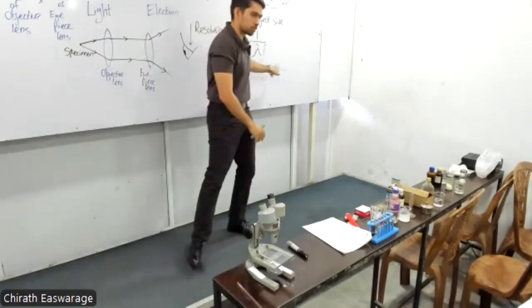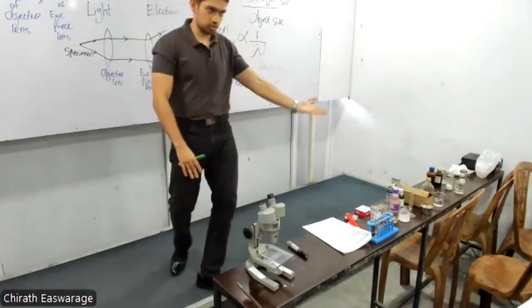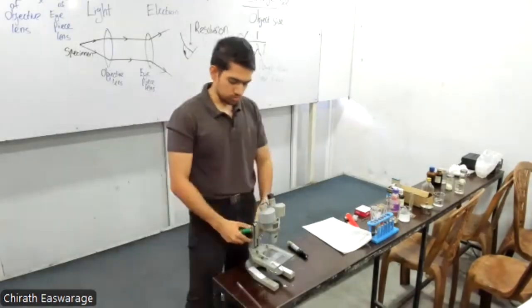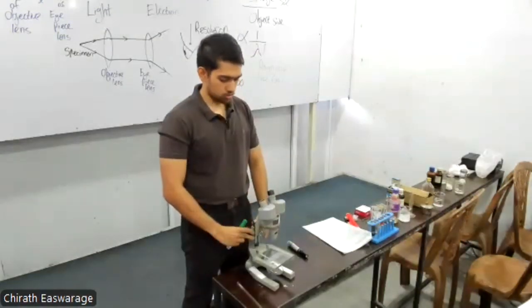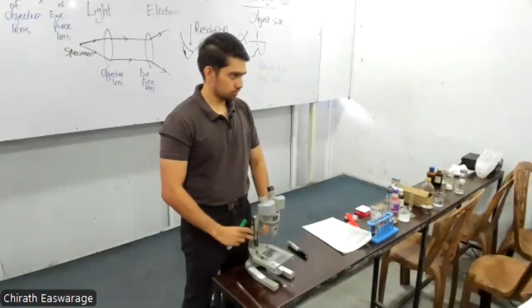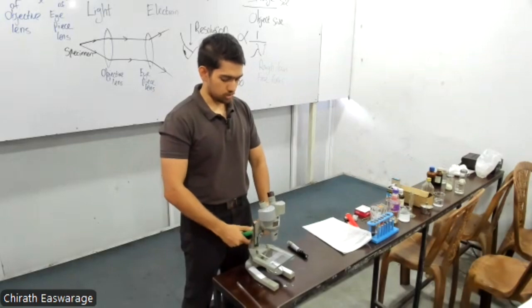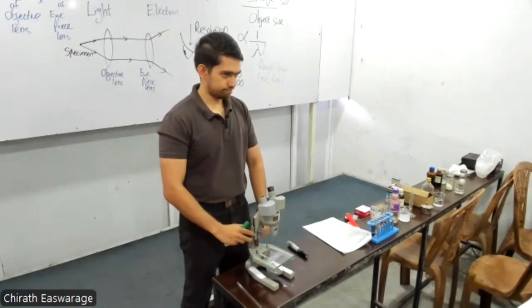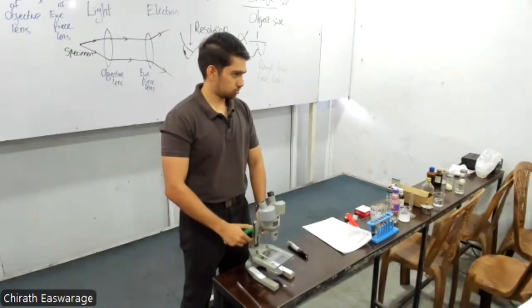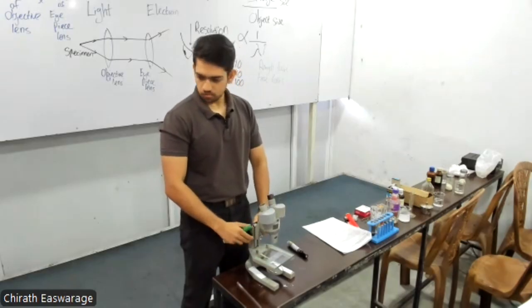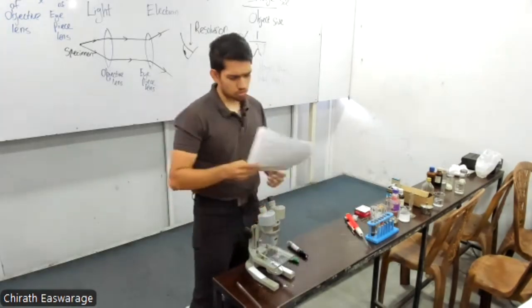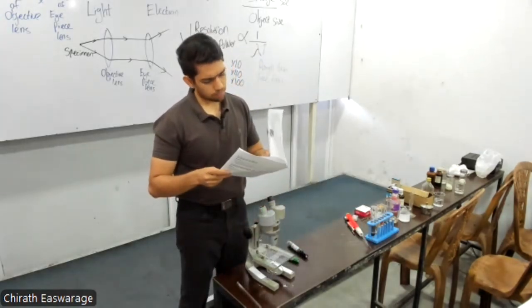This is also called coarse focusing, coarse adjustment or fine adjustment. In this microscope, there's only a coarse adjustment. There is no fine adjustment. You can only coarsely adjust it. That's another limitation, right? Any other questions? So now you know the basic idea.